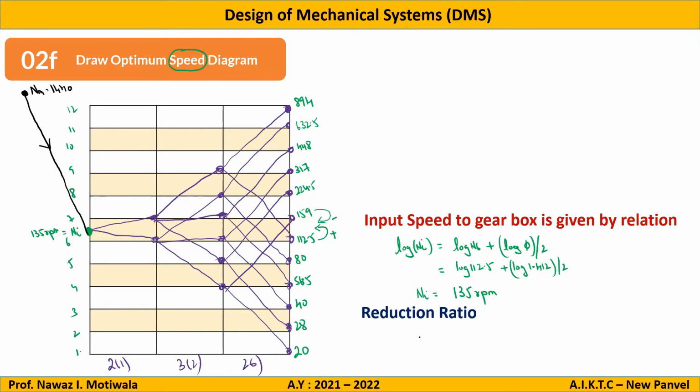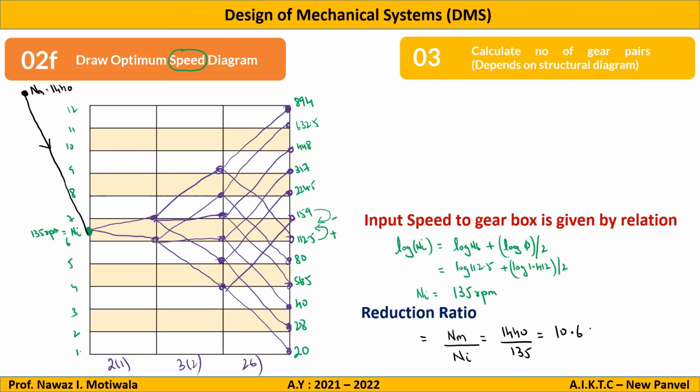What is the formula? Reduction ratio is equal to what? It is simple. It will be RPM of motor divided by input RPM. So it will be 1440 divided by 135. So what will be the answer here? 10.6. Okay. So you can use any mechanism with a reduction ratio of 10.6 so that we can get our input speed at 135, and so that you can get the required speeds which you desire.